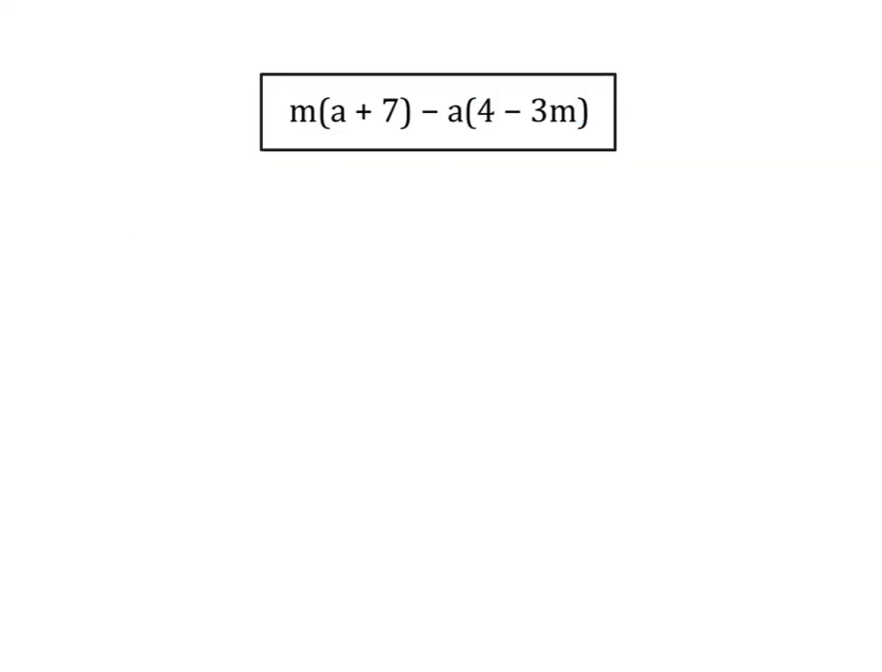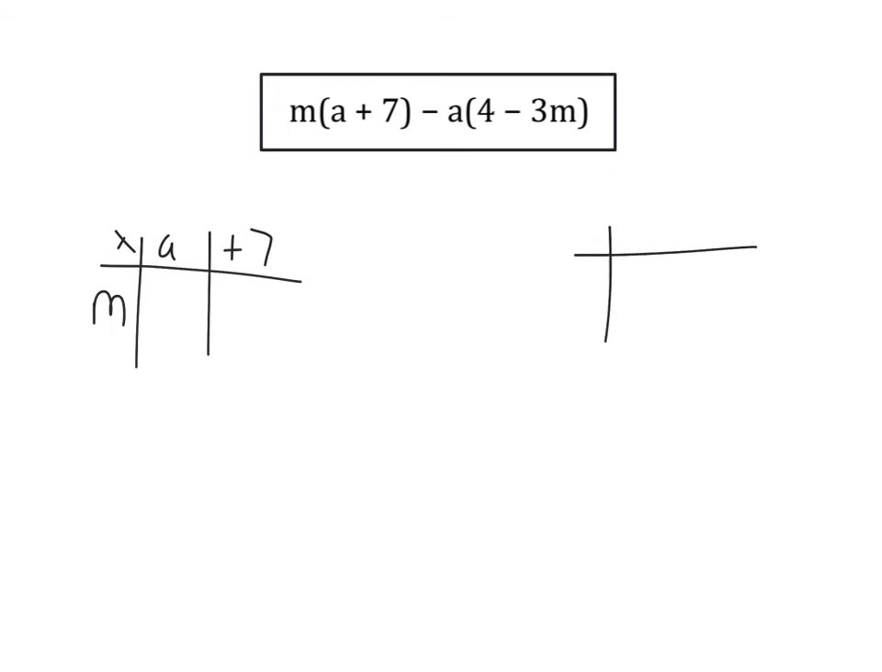One final example, because this one can get tricky sometimes. So I've got my two grids again. m times a plus 7, and negative a, don't forget put the negative in the grid, times 4 minus 3m. I'm going to do the one in red and the one in blue. Okay, so we've got m times a is ma. And m times positive 7 is positive 7m.